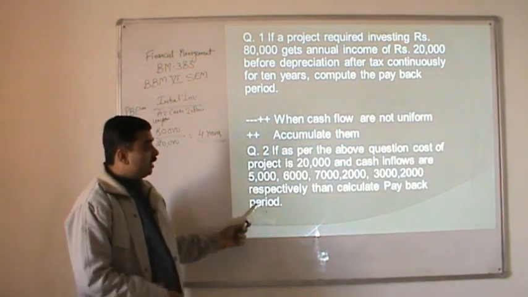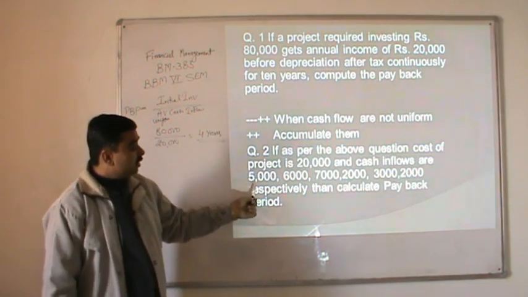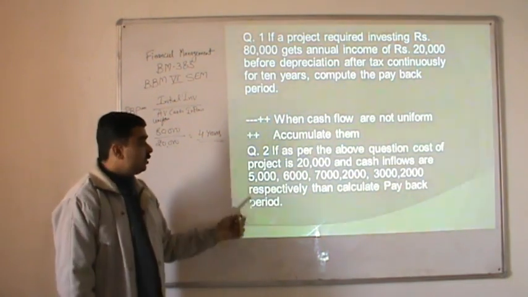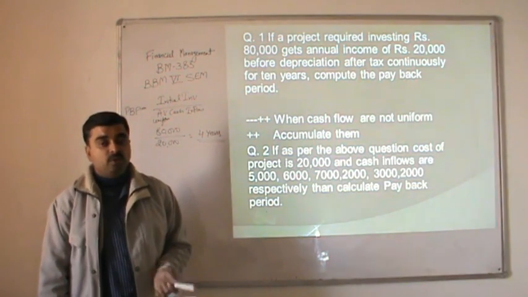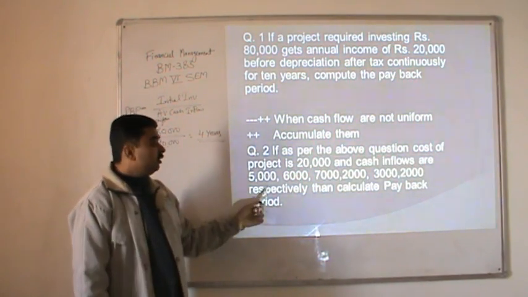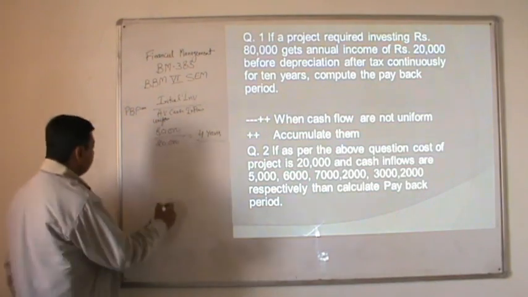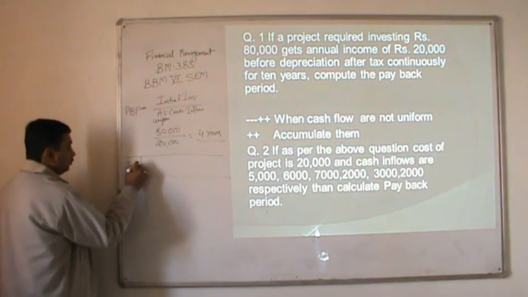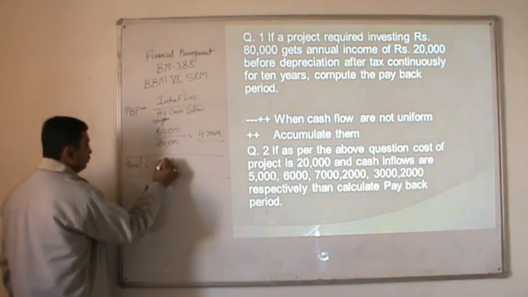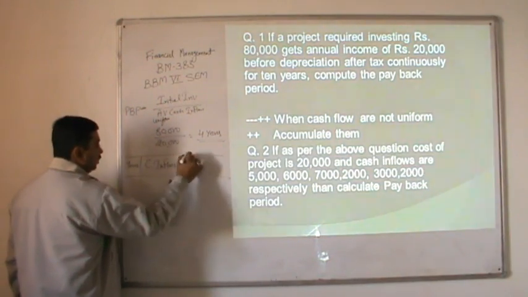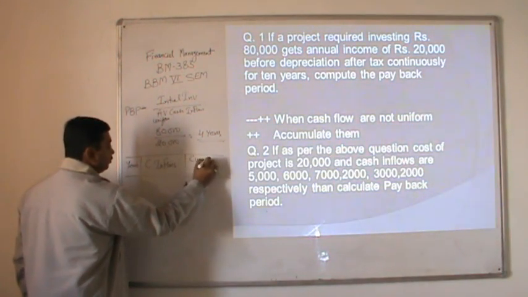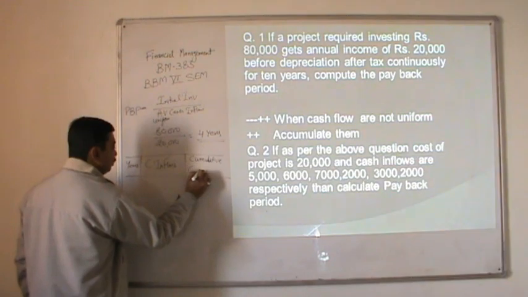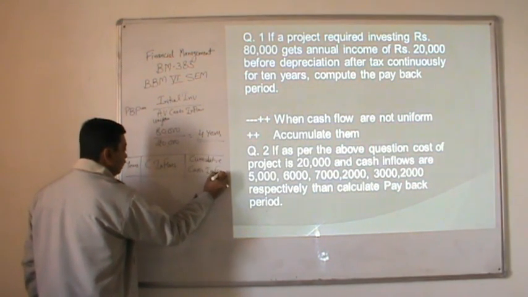The first thing is we have to check the cash inflows which are given. Since nothing is mentioned, we assume that cash inflows are after tax and before depreciation. So we will take the cash inflows and write them in a table in which we write years, cash inflows and cumulative cash inflow, which we are going to calculate.